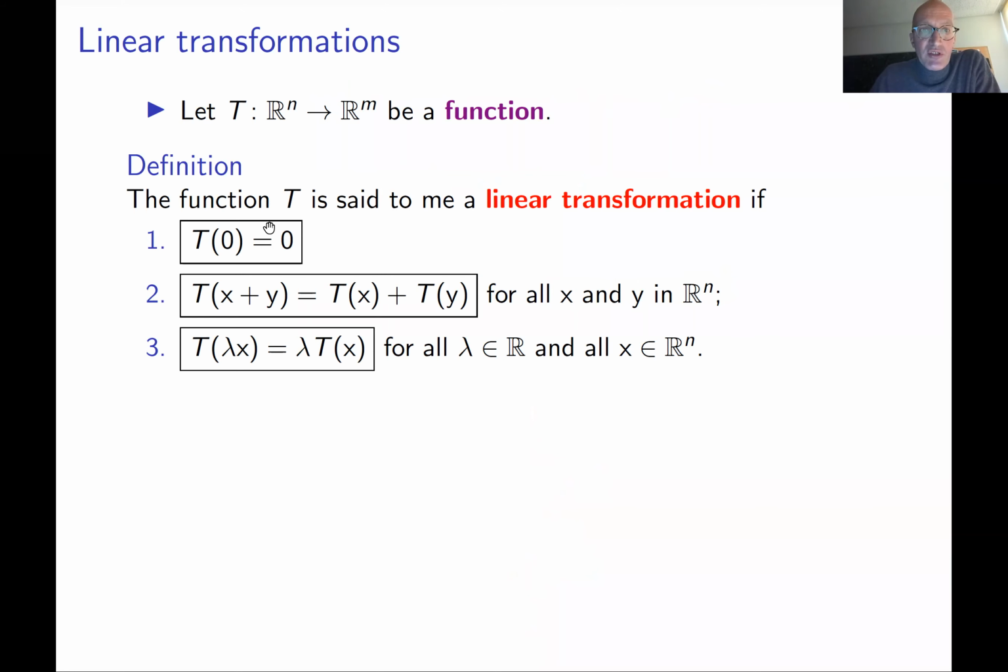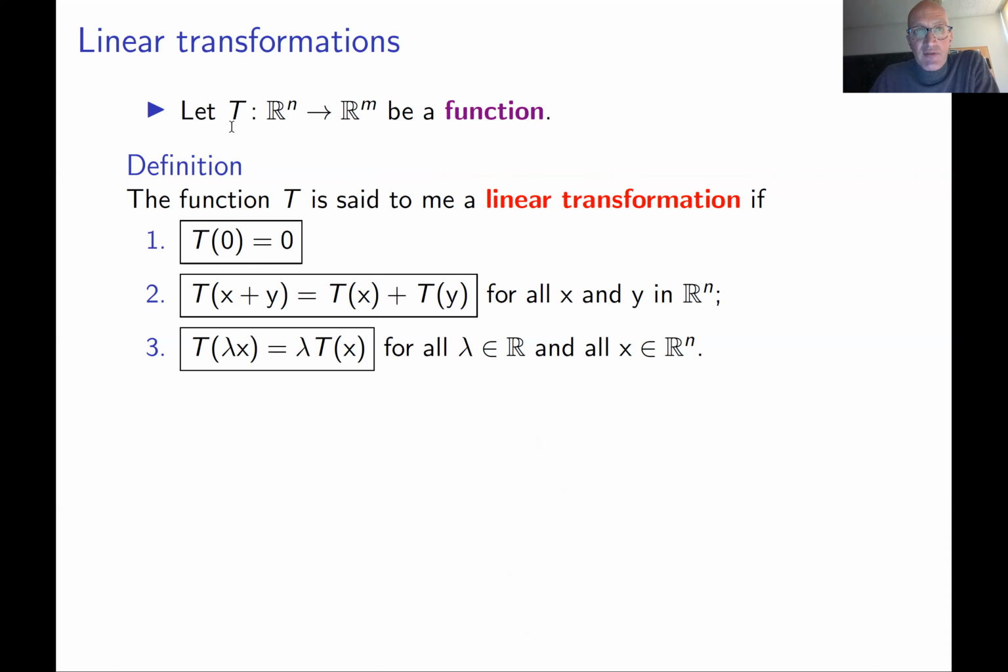So, first, the zero vector is mapped to the zero vector. Second, the sum of two vectors is mapped to the sum of the images. And the third, if you take a vector x and scale it, the scaled vector is mapped to the scaled image of the vector x.